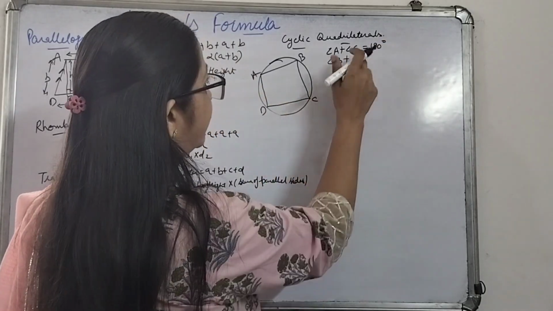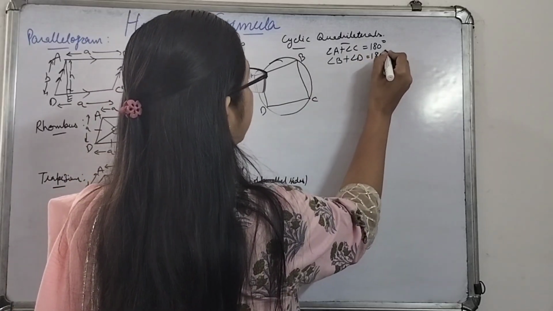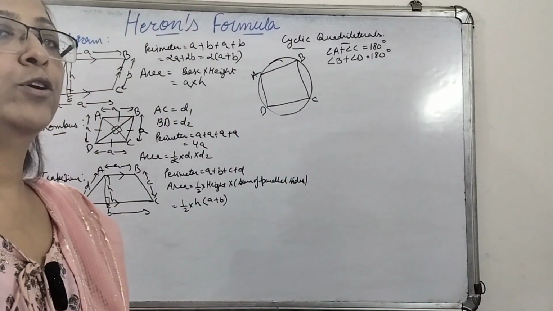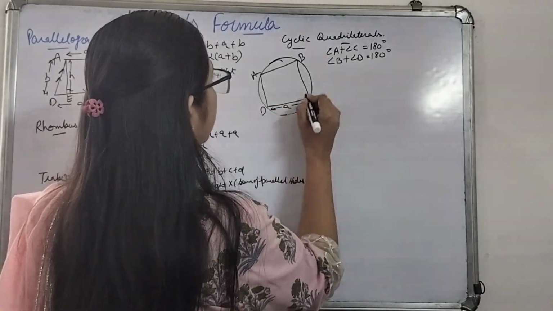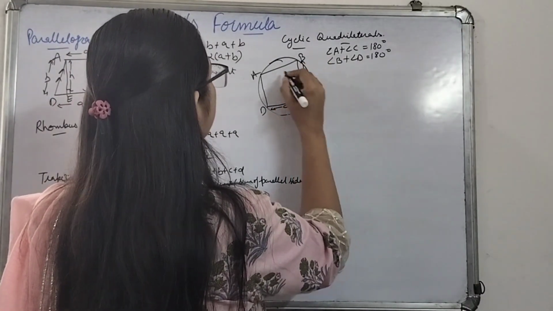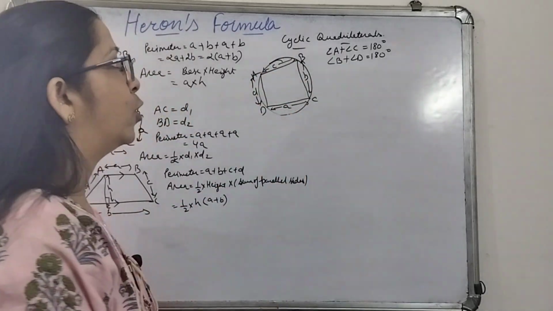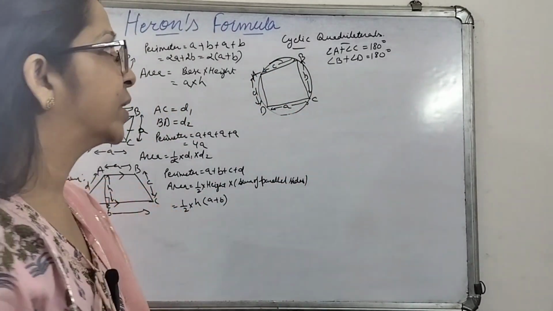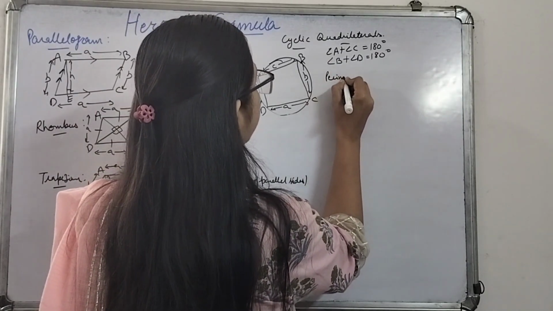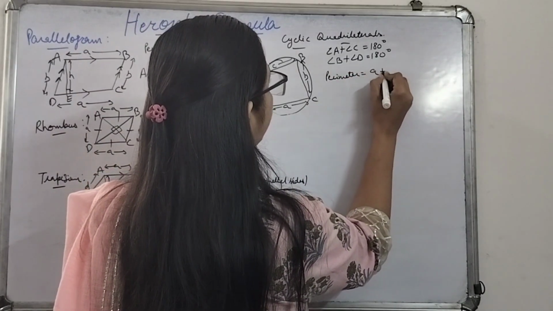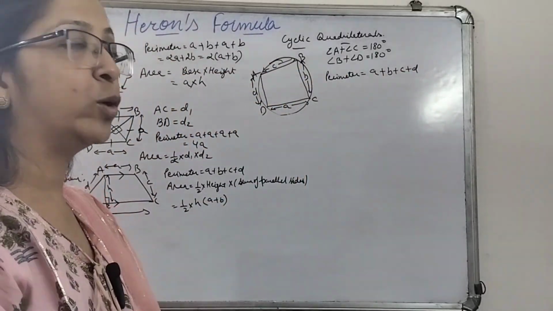Angle A plus angle C will be 180 degrees. Angle B plus angle D will be 180 degrees. This is the property of a cyclic quadrilateral. So if we take the four sides of a cyclic quadrilateral to be a, b, c and d, then the perimeter will be given by a plus b plus c plus d. This will be the perimeter of the cyclic quadrilateral.